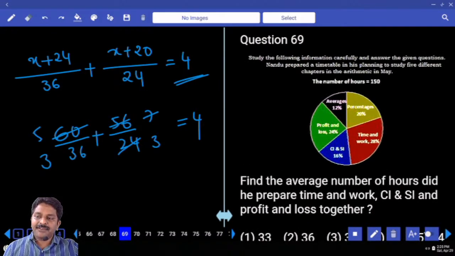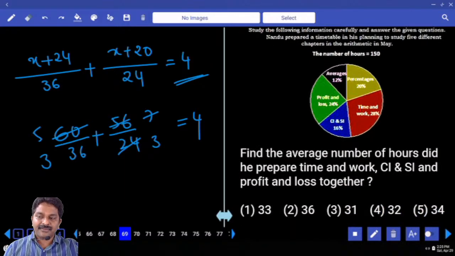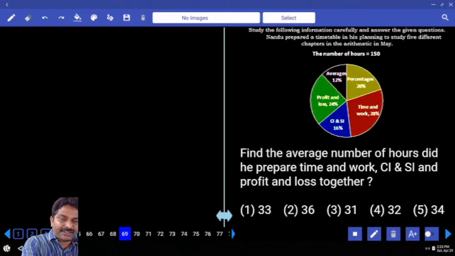Right, study the following information. Nandu prepared a timetable in his planning to study 5 different chapters in Arithmetic in May. Total number of hours 150. Percentages, time and work, simple and compound interest, profit and loss, and then average.